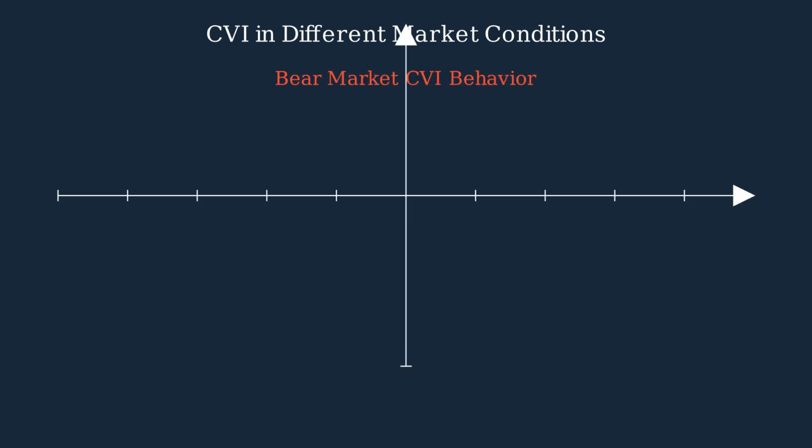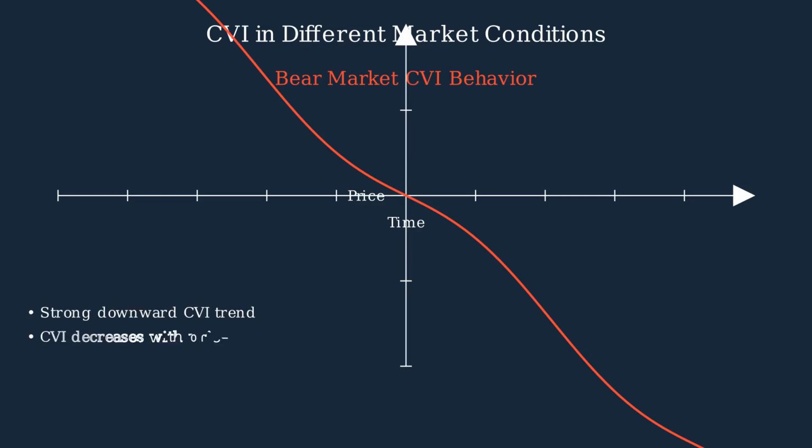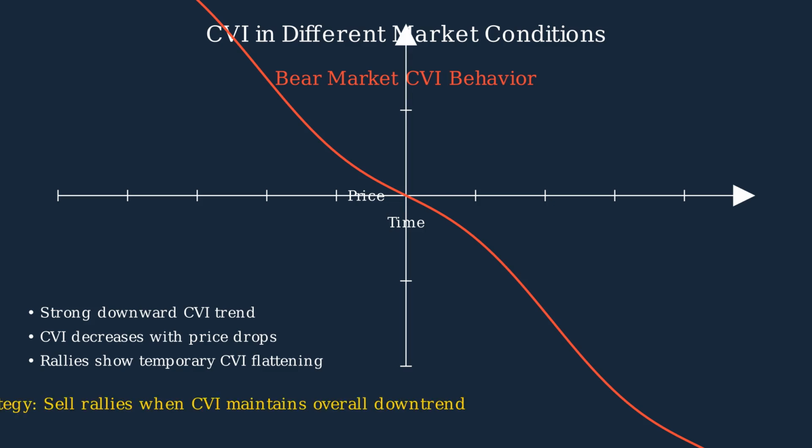In a bear market, CVI demonstrates a strong downward trend. As prices decline, CVI continues to decrease. Even during temporary price rallies, the overall downward CVI bias remains intact. Brief flattening periods typically indicate consolidation before the bearish trend continues. In bear markets, the optimal trading strategy is to sell rallies when the overall CVI trend remains downward.